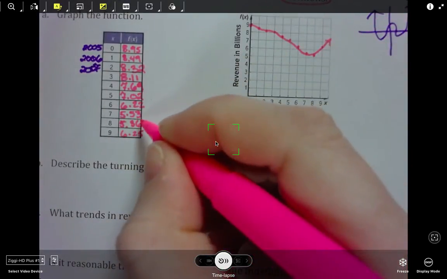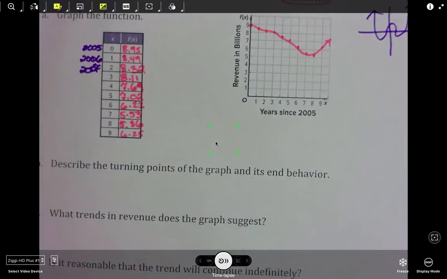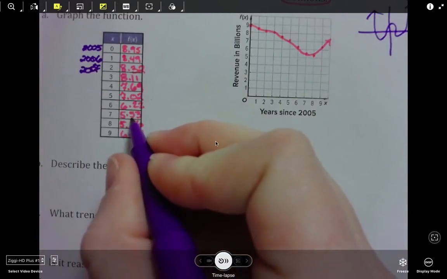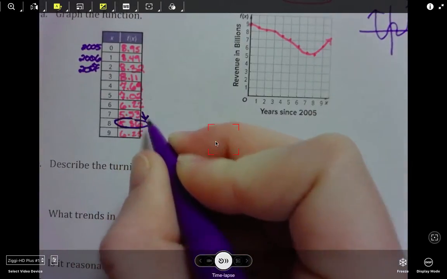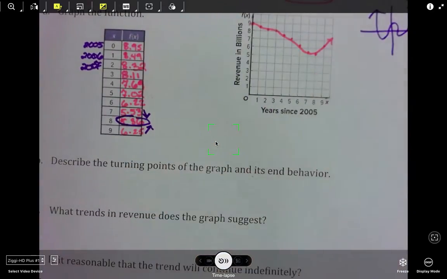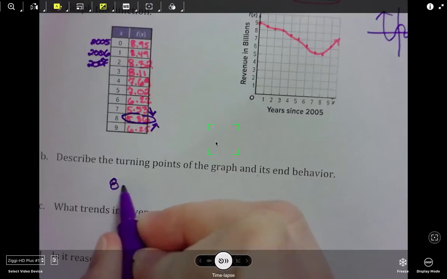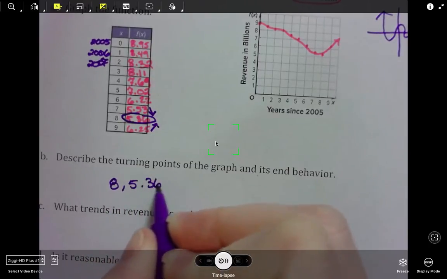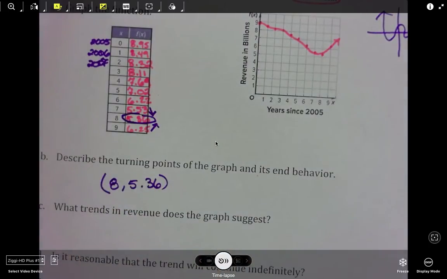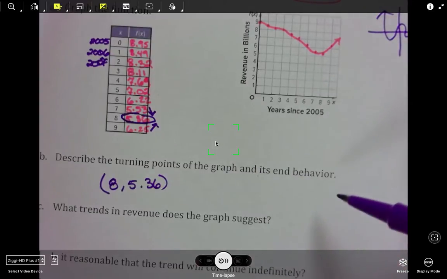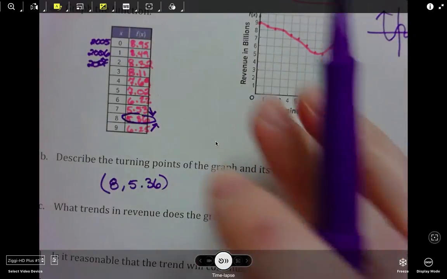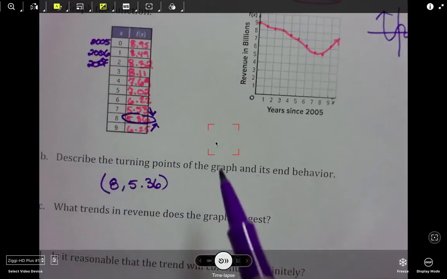Well, there's a low spot right here at this 5.36. It's going down, and then it jumps and goes back up again. So at approximately the point 8, 5.36, it has a low point. And then describe the end behavior. Generally, the graph is going down, but in that last little bit, it jumps up a little bit.